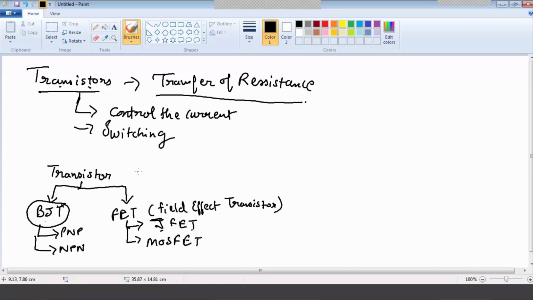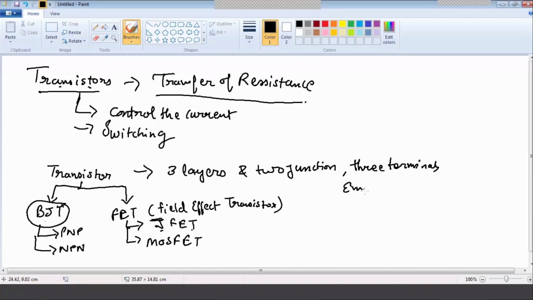So in transistor, we have three layers, okay, and two junctions. Whereas in diode, we have one junction and two layers, right? In transistor, we have three layers and two junctions. So three terminals are there. Okay. So what are these three terminals? We are talking about BJT first, right? Emitter, base, and collector. Okay.